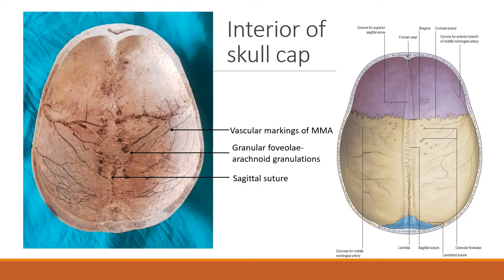Let us see the interior of the skull cap. It shows three bones: anteriorly the frontal, parietal, and posteriorly the squamous part of the occipital bone. There are a few vascular markings of the middle meningeal artery. There are depressions or pits called the granular foveoli for the arachnoid granulations, and in the midline is the sagittal suture.